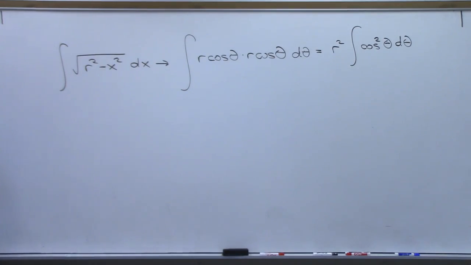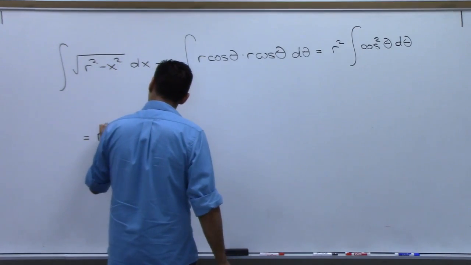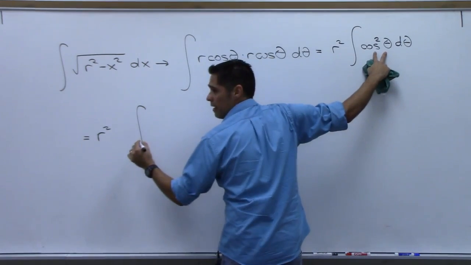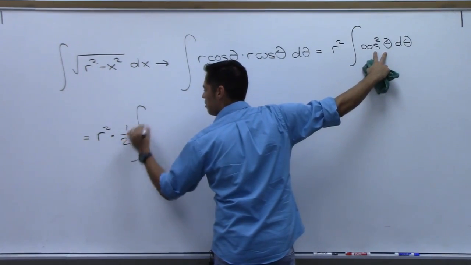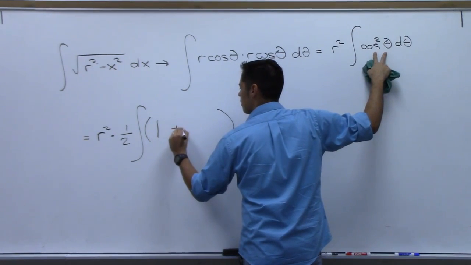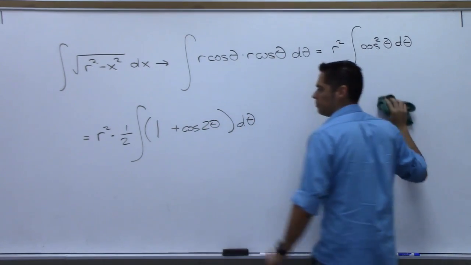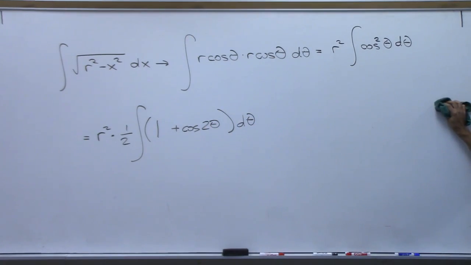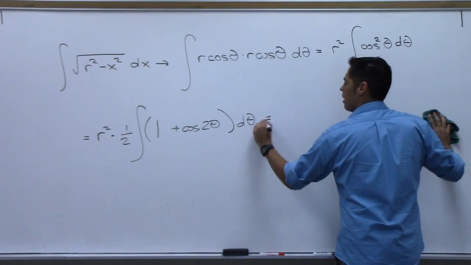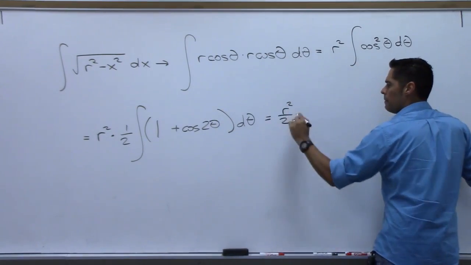Power reducing, good. 1/2. So this is going to be r squared integral. You said this is going to turn into 1/2. Can I pull that out? Yes. 1/2, and then it's two things now, right? 1 plus cosine 2 theta d theta. Now, find the antiderivative of each of those term by term. So let me write r squared over 2 out front instead of that.